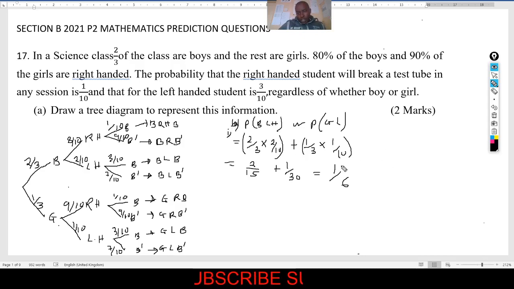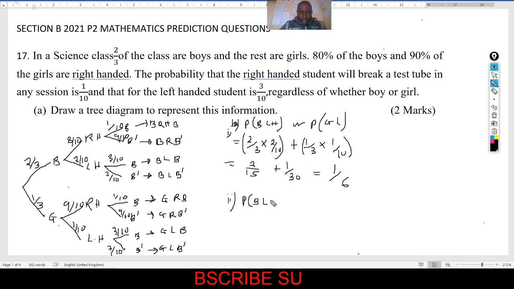Roman 2, the question is asking about a test tube being broken by a left-handed student. So it is either a boy left-handed student breaking a test tube, or a girl left-handed breaking a test tube. So it is the probability of a boy, because the question is that a test tube is broken by a left-handed student.